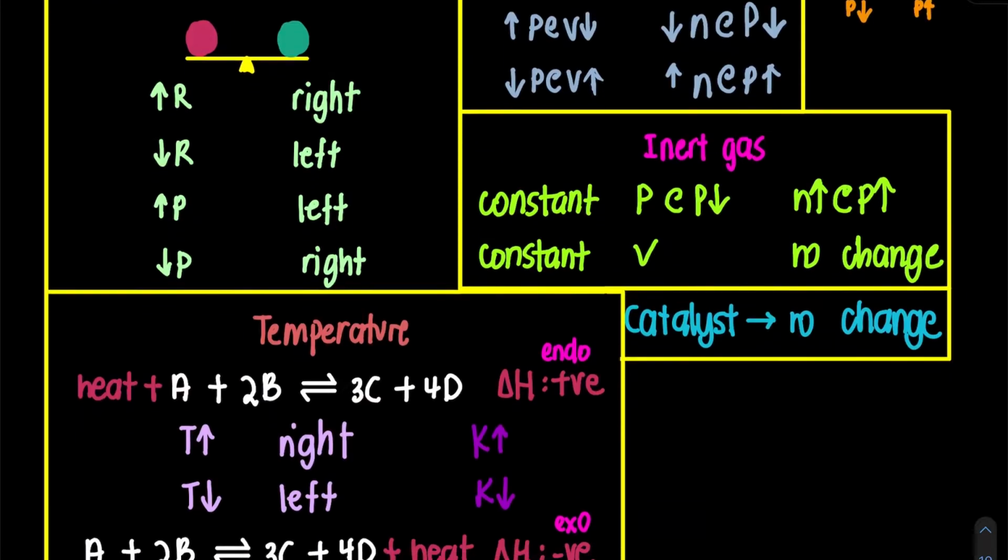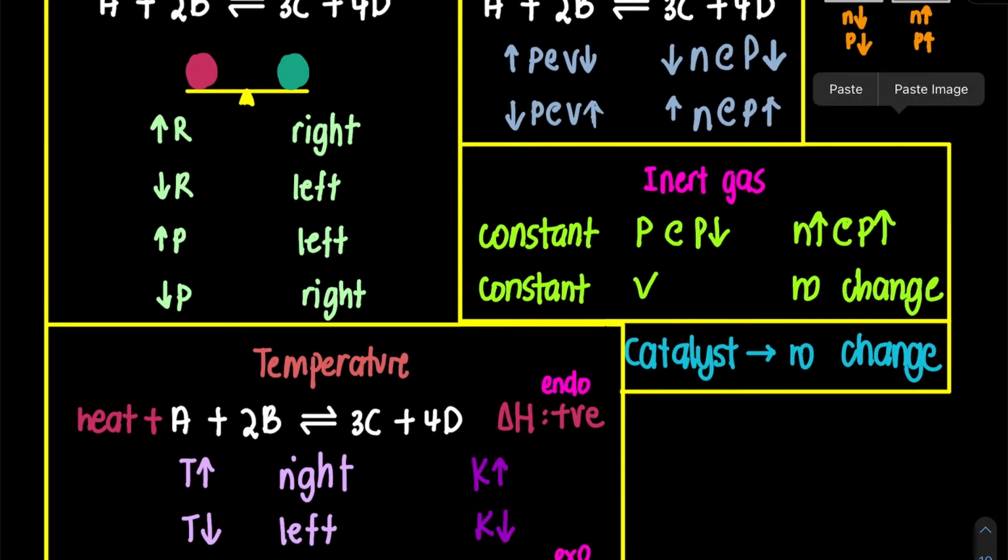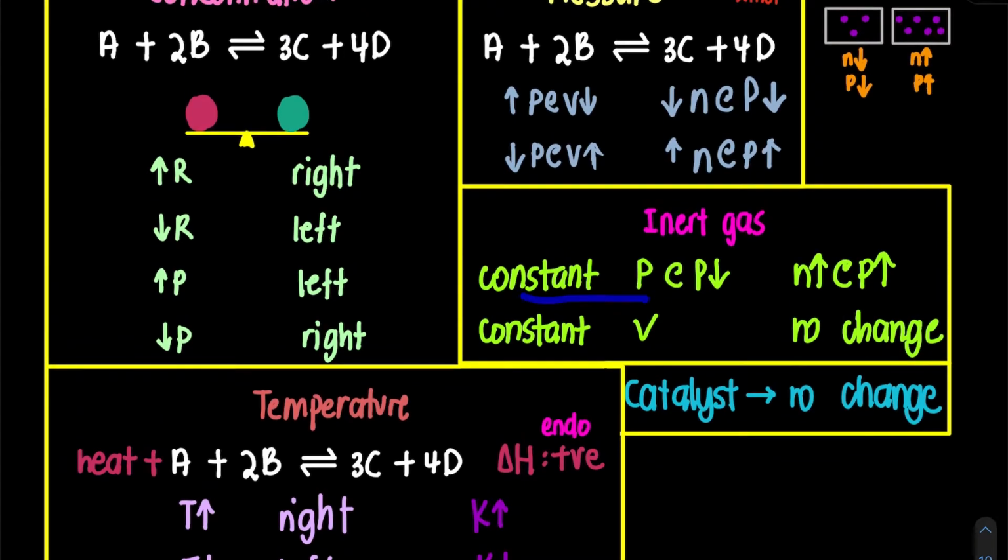Next we're going to look at inert gas. Inert gas has two conditions: constant pressure or constant volume. Constant volume is easy, there is no change. But if we have constant pressure, we act as if the partial pressure decreases.